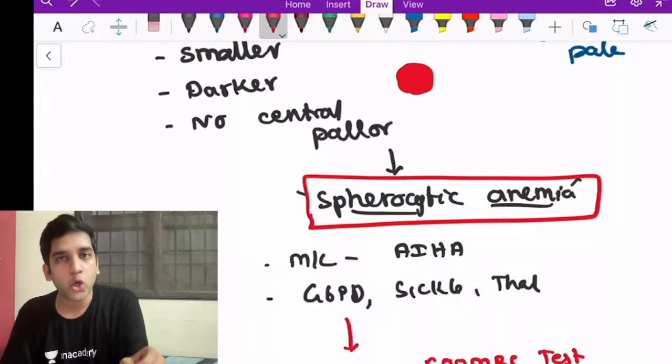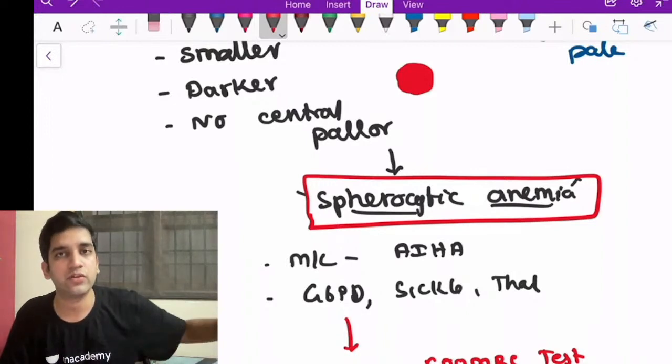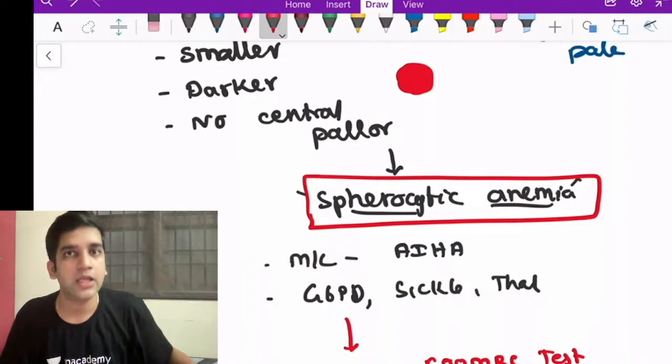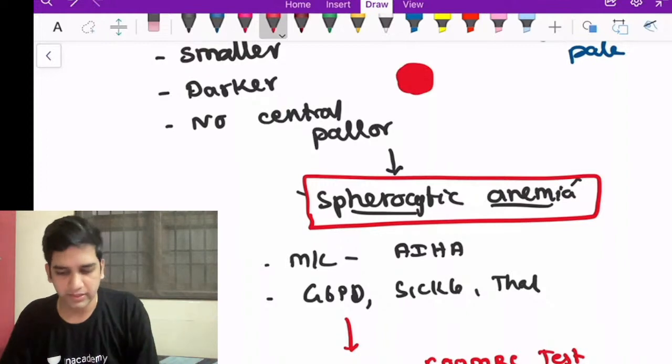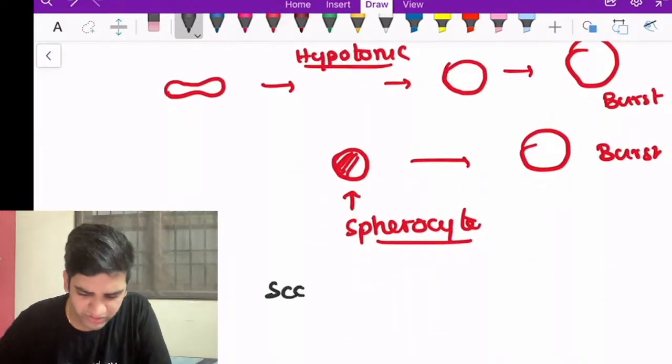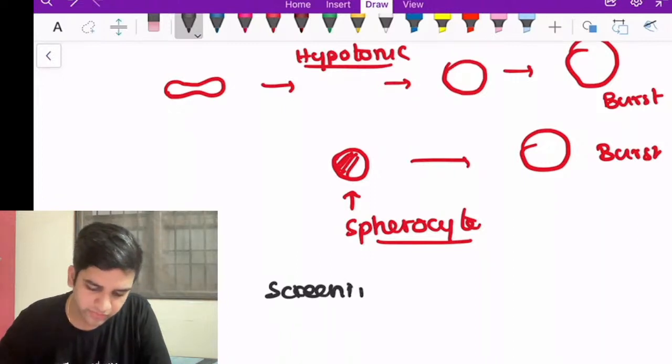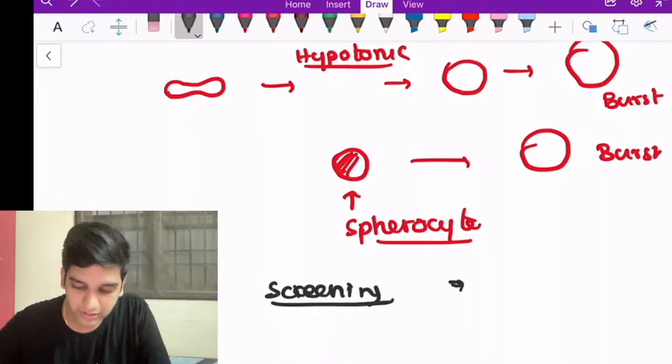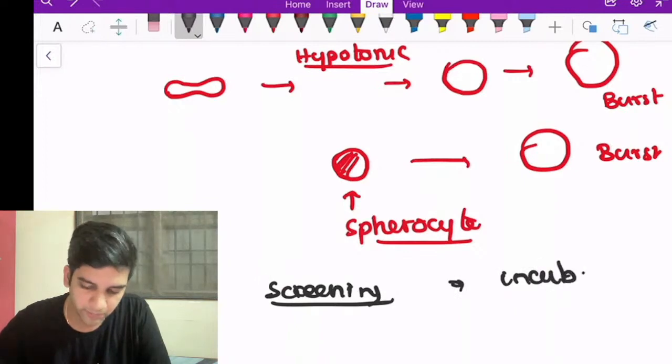Why do I need one more test to say that spherocytes are again present there? That's the reason I said that the osmotic fragility test is not required for a real-time diagnosis of a patient. But for an MCQ, keep this in mind. It might be required. We have two types. It's actually a screening test. The best screening test is the incubated osmotic fragility test.